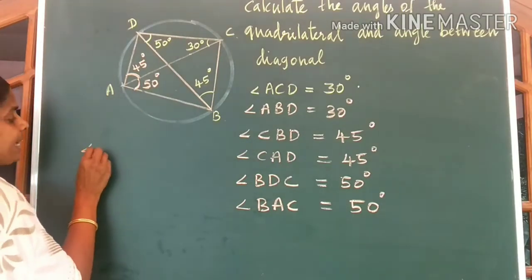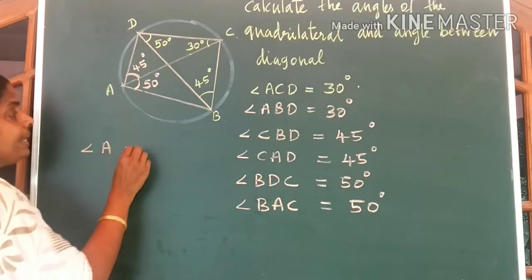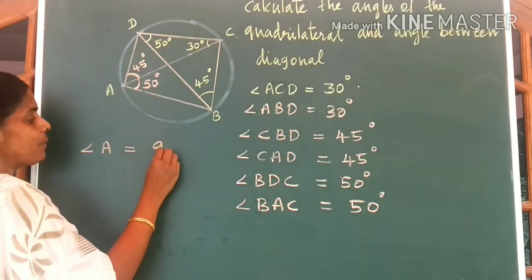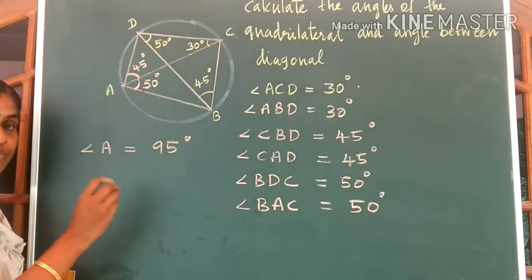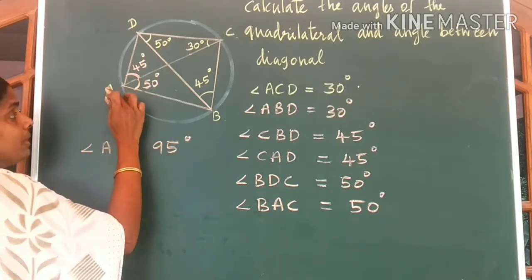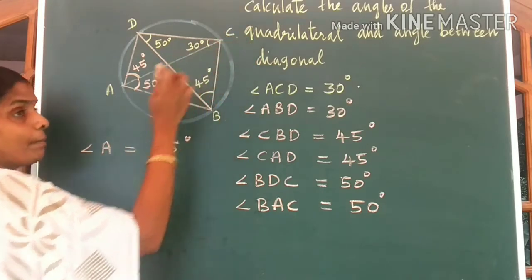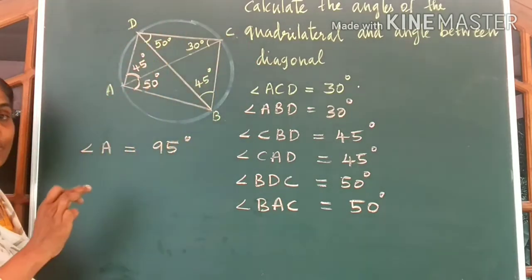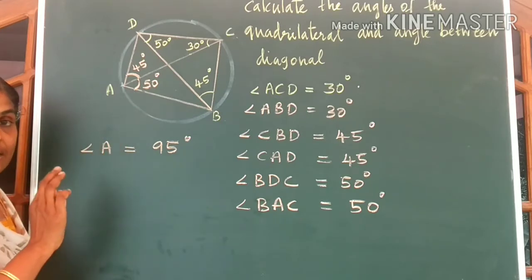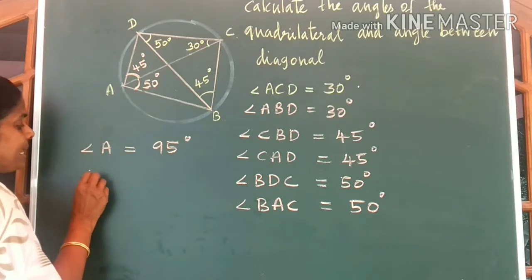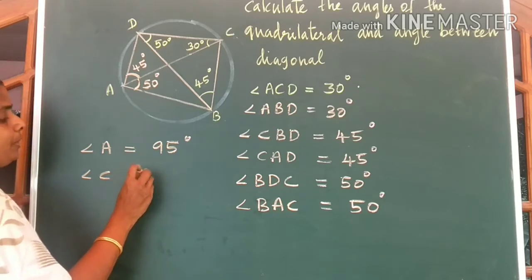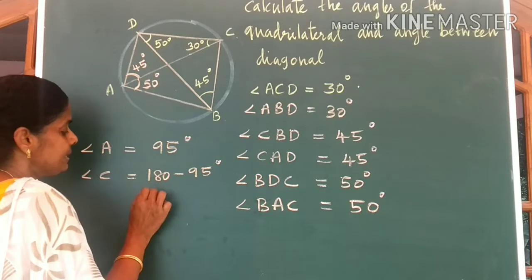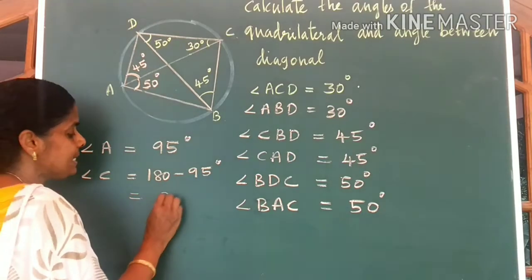Now let us write all the angles. First of all, we can write angle A to be equal to 45 plus 50, which is equal to 95. Now we can write angle C, because we know ABCD is a cyclic quadrilateral. Opposite angles are supplementary. So angle C is equal to 180 minus 95. This is equal to 85 degrees.